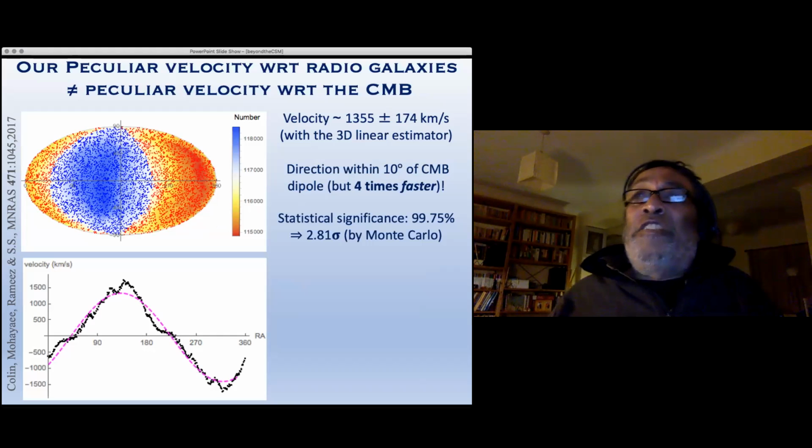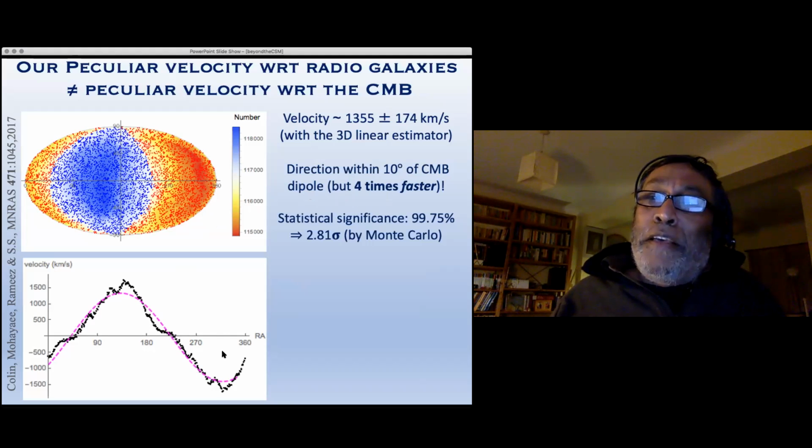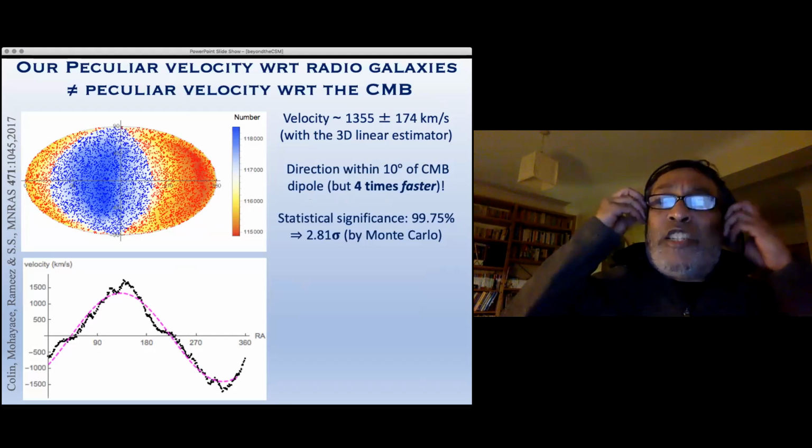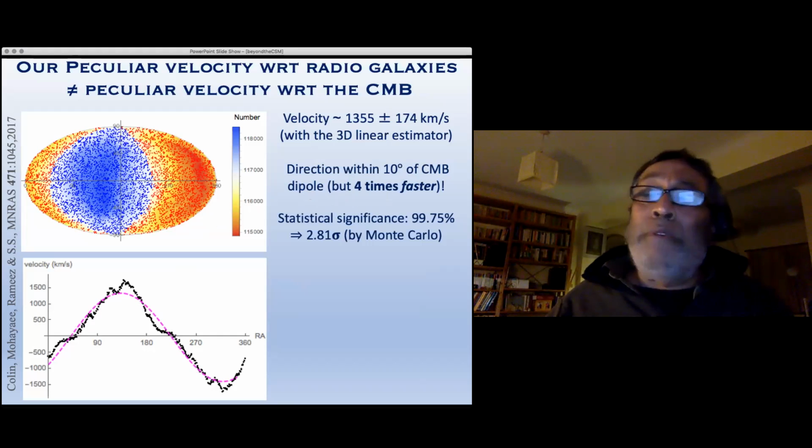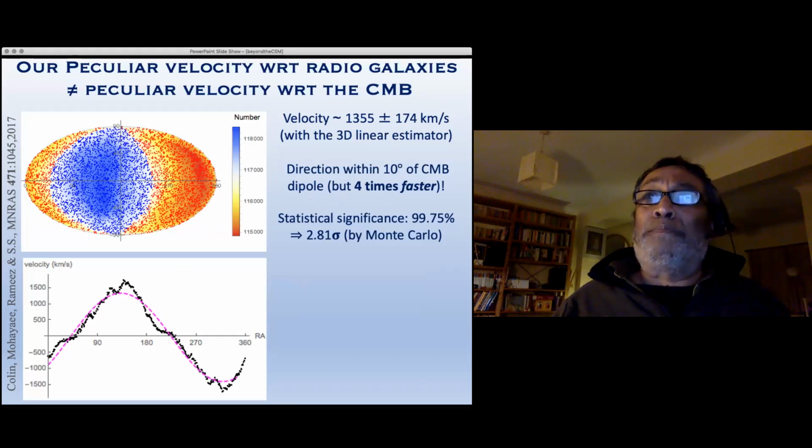It's within 10 degrees. But there is a problem. This dipole is a lot bigger than the dipole in the CMB. Okay. In other words, the rest frame in which the radio sources are isotropic and the rest frame in which the CMB is isotropic is not the same rest frame.